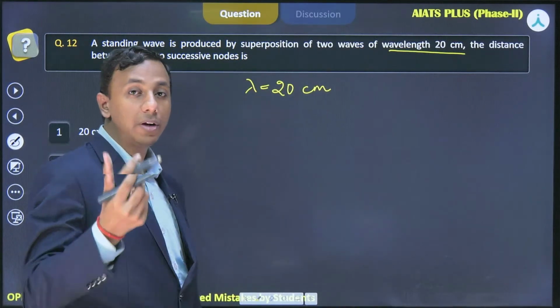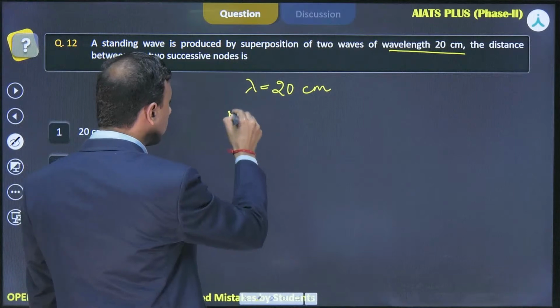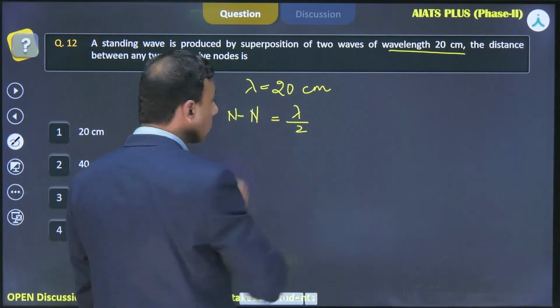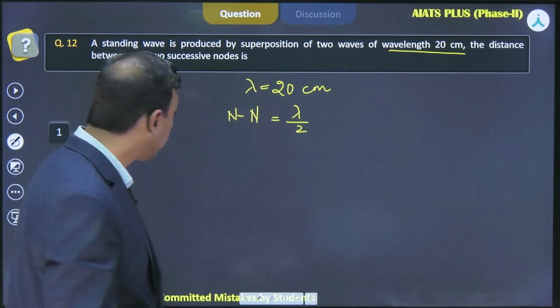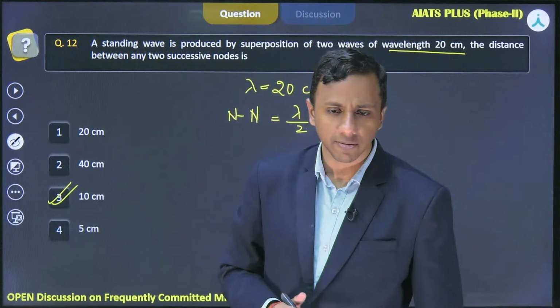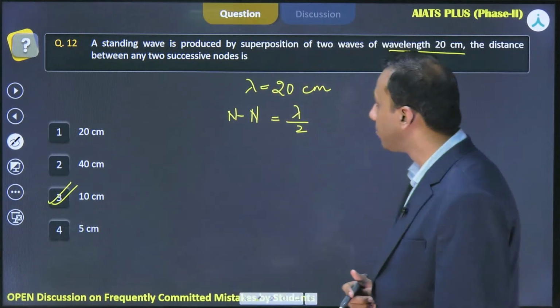And what's the distance between two nodes? Just now I told you, right? That distance would be equal to how much? Lambda by 2. So 20 by 2. And the answer is 10 centimeter. Right? Fair enough? Simple enough? All right.